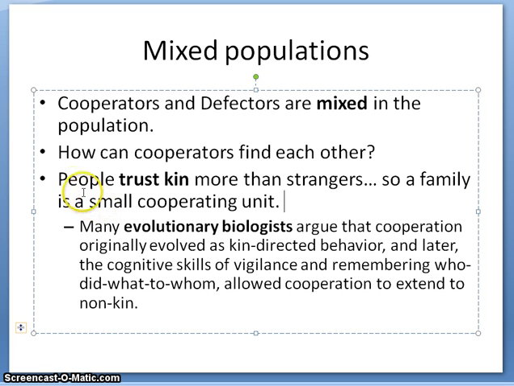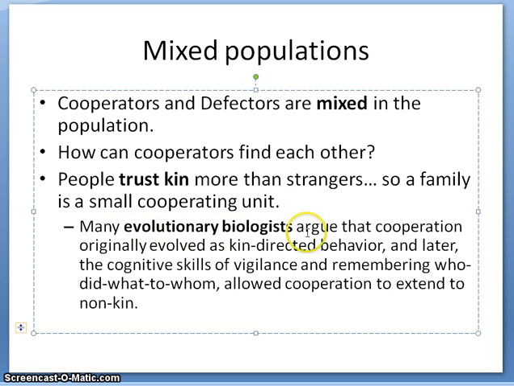Now consider this fact, that people trust kin more than strangers. Evolutionary psychologists would argue that what this says is that we can think of the family as a small cooperating unit. And so we do tend to trust our family members more than total strangers. Because of that, we can benefit from cooperative interactions more with our family than strangers. We trust them more, and the trust allows us to benefit from cooperative interactions.